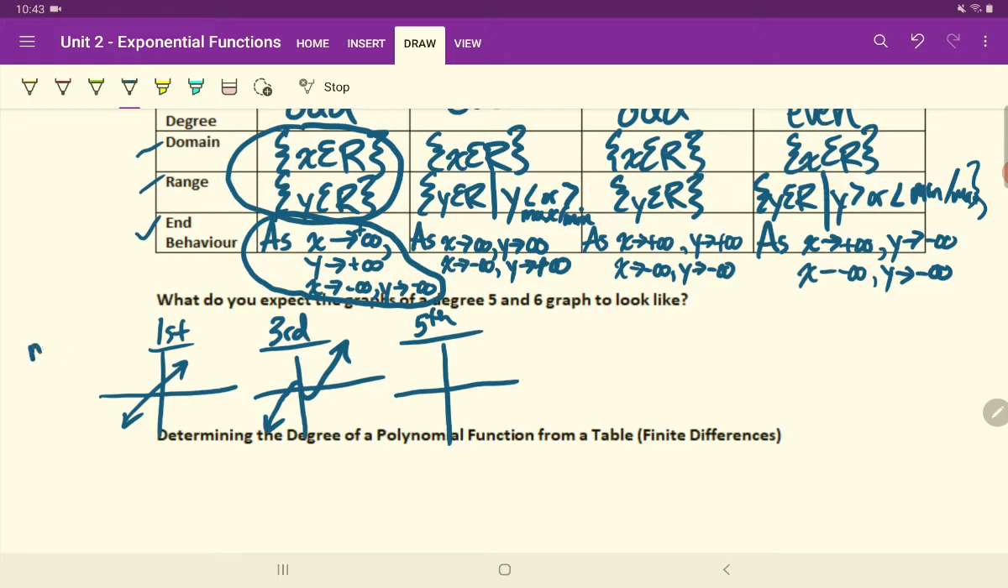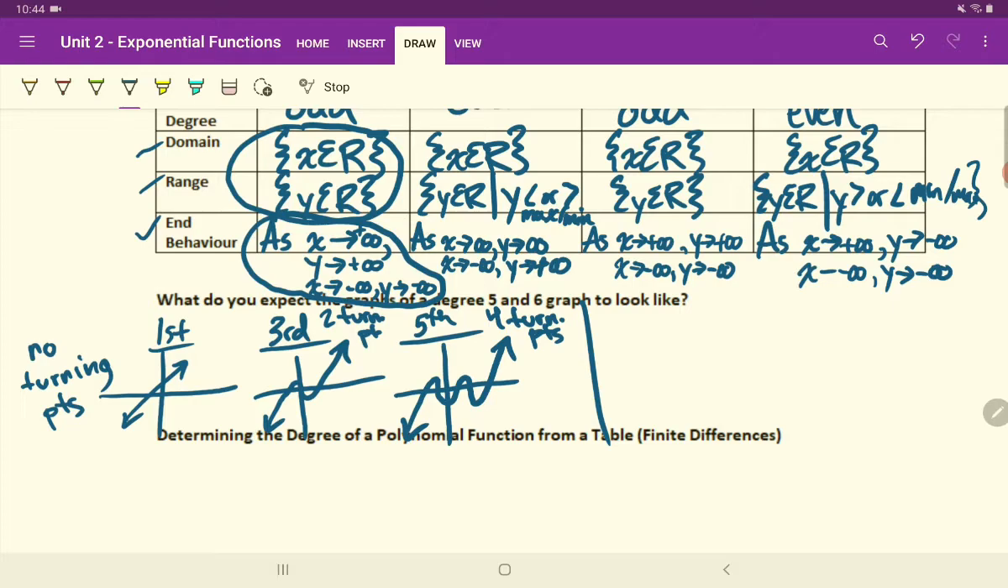So it goes from no turning points to 2 turning points here, to now having 4 turning points. And if you've recognized the pattern, the number of turning points is always 1 less than the degree. So if this is a 3rd degree, it has 2 turning points. If it's a 5th degree, it has 4 turning points. So let's try to draw that. 1, 2, 3, 4. Okay, so a 5th degree equation can look like that.